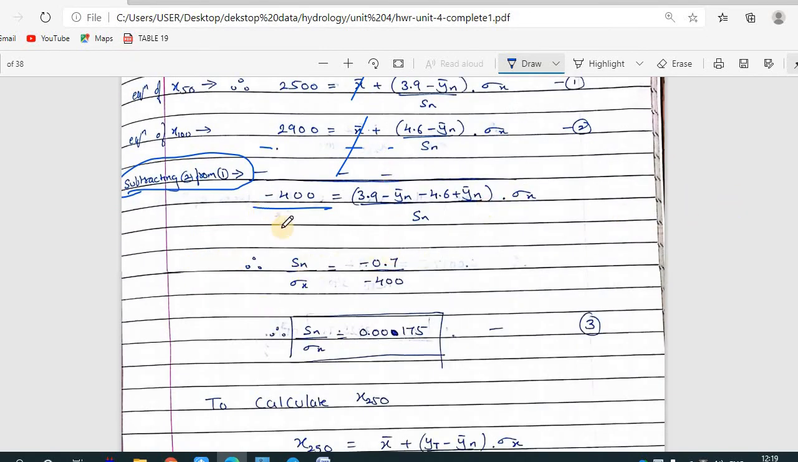So from here we get the value of Sn by sigma x. So Sn by sigma x is given by minus 0.7 divided by minus 400. So the final value of Sn by sigma x is coming out to be 0.00175. This is the third equation.